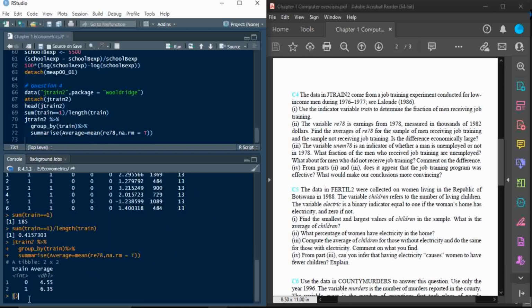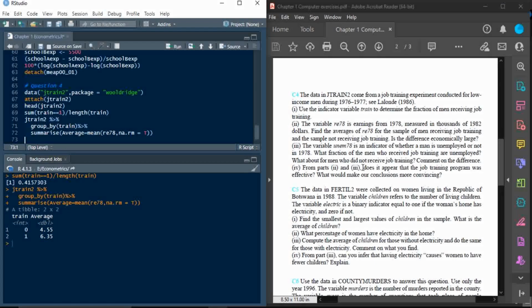So look at this. The persons who received job training have an average of 6.35, and the data is in thousands of dollars, so multiply it by thousands. So the average earning for a person who received job training is $6,035, and for the person who did not receive job training, their average income is $4,550. Okay, so let's move on to the next question.